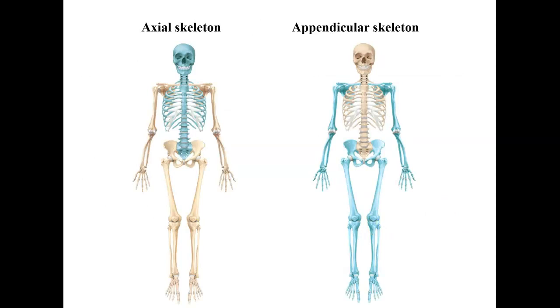So the axial skeleton here on the left-hand side is everything that's shown in this blue color. And then the appendicular skeleton is going to be everything shown in the blue on the right-hand side.